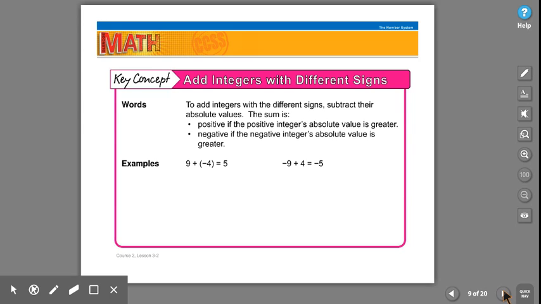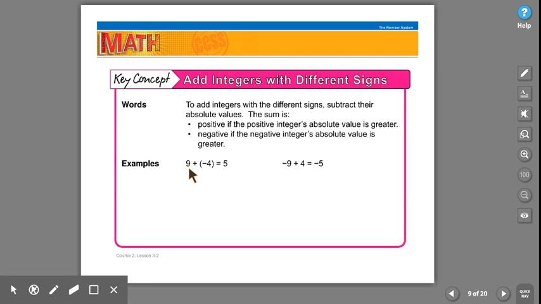Here's your key concept for add integers with different signs. To add integers with different signs, this is a little different. You're going to have to subtract their absolute values. The sum is positive if the positive integer's absolute value is greater, and negative if the negative integer's absolute value is greater. So here's an example, 9 plus negative 4. So you have 9 positives and 4 negatives. And remember, we removed zero pairs when they had two different signs. So that's why we're subtracting.